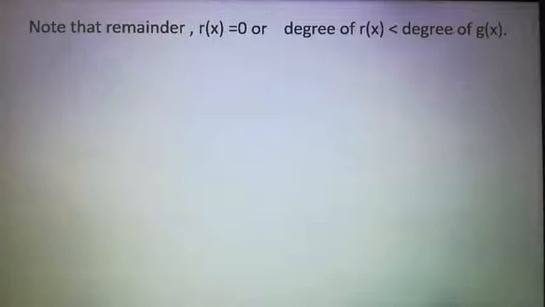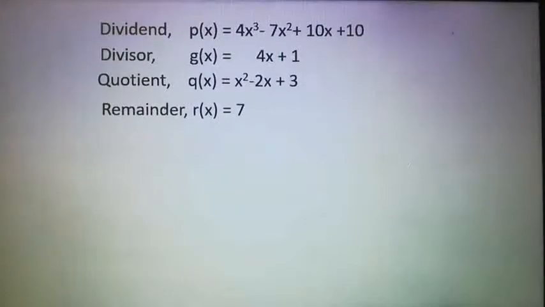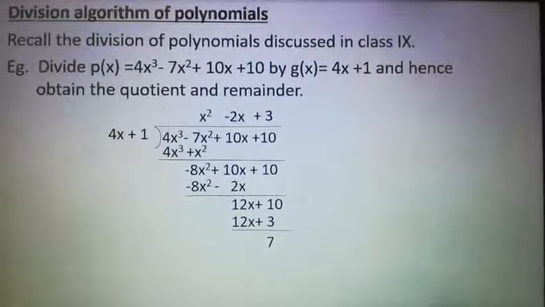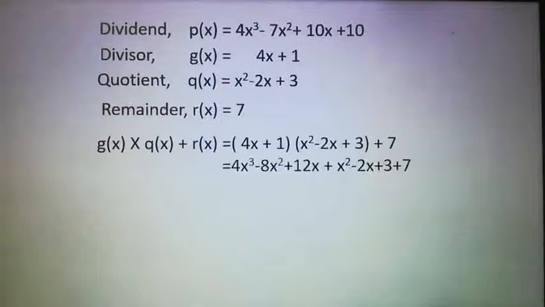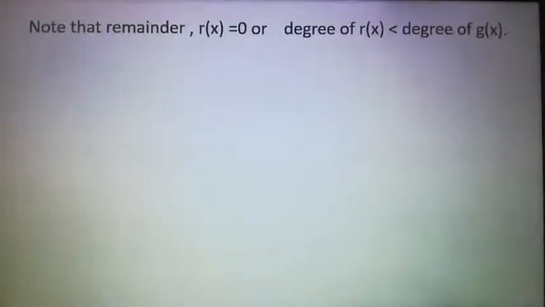of the divisor. You have seen in the previous case, when you divided it, you got remainder 7, and further division was not possible because the degree of this remainder was less than the degree of the divisor. The divisor is of first degree, and here the remainder you got is of 0 degree. So the degree has gone down, so further you cannot divide. So either the remainder will be 0 or the degree of the remainder will be less than the divisor. So these two cases exist.